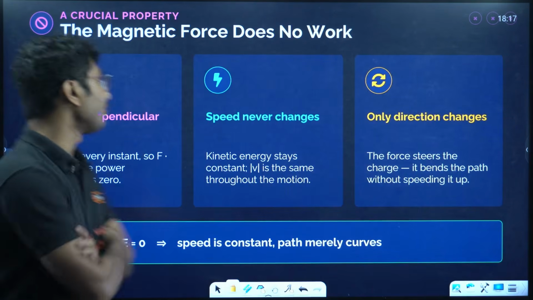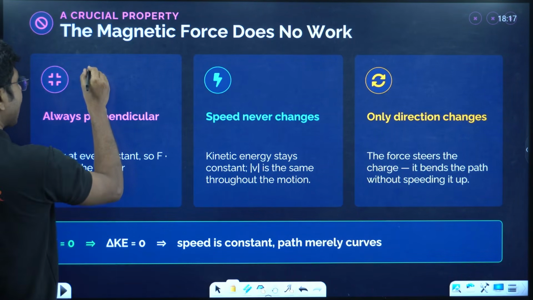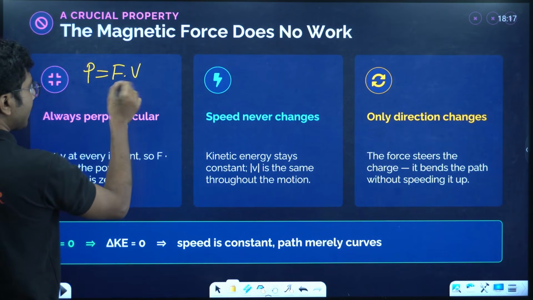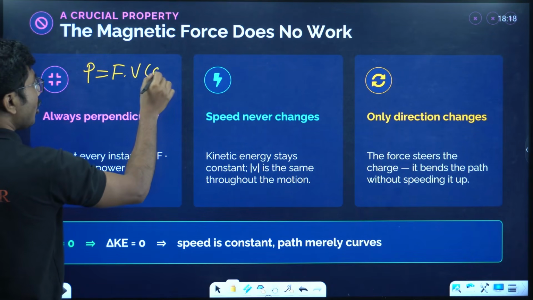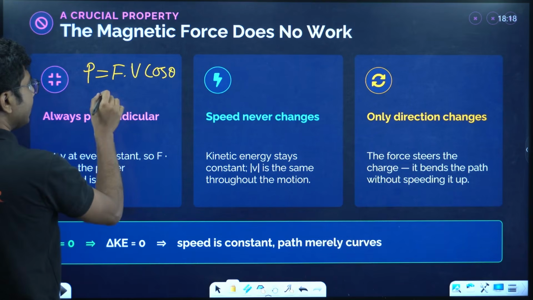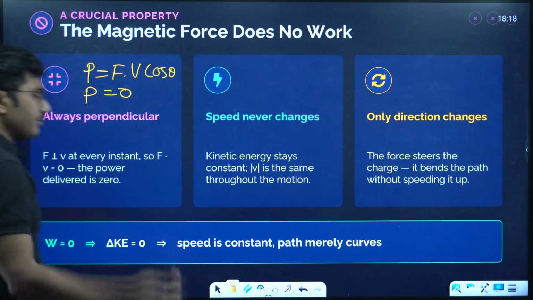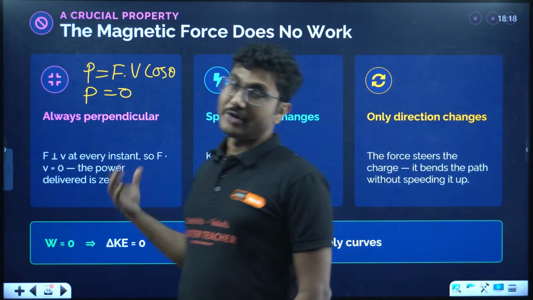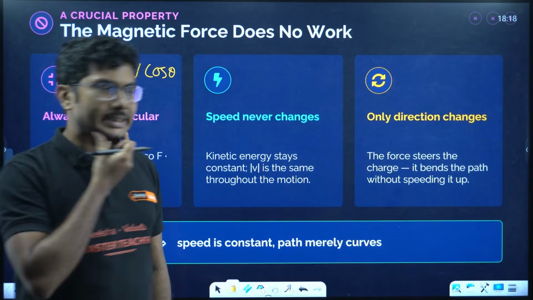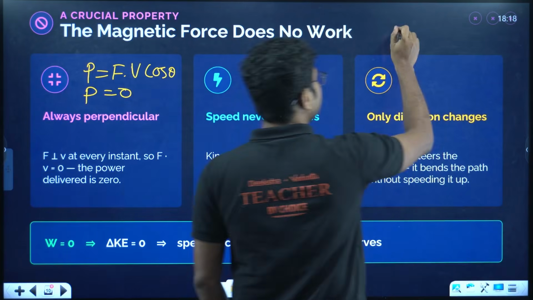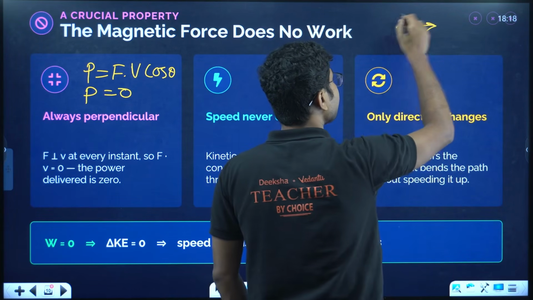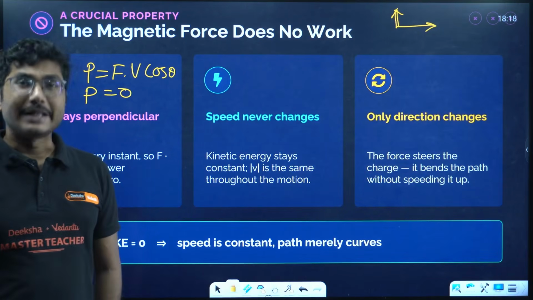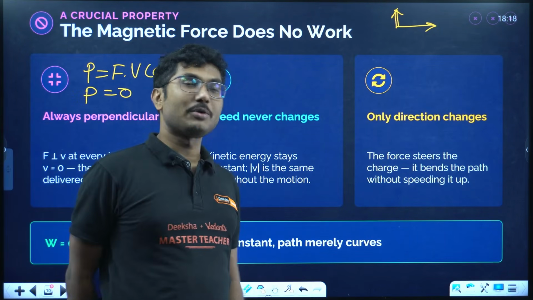If you remember in your first PUC, you calculated that power delivered was given by force into velocity. Here force and velocity are perpendicular, so F V cos theta is 0, and that means power delivered is 0. If power delivered is 0, then it refers to a no work force. Also, if velocity is in this direction, meaning the motion is in this direction, the force is in the perpendicular direction. So motion and force are 90 degrees, right? That is an example of a no work force.